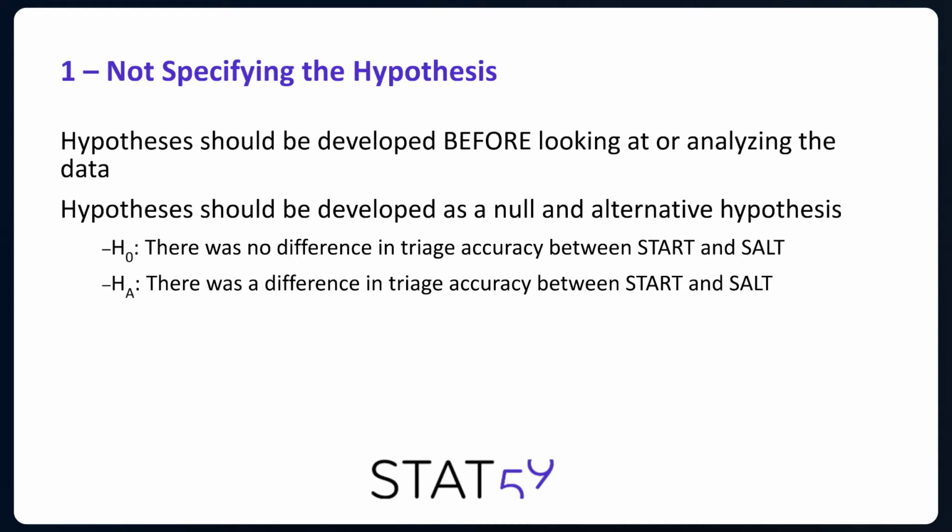And hypotheses should be developed in this very standard way of the null and alternative hypothesis. The null hypothesis usually is the status quo. So in this case, if we were talking about 2 different triage methods, we would say the null hypothesis is that there is no difference in triage accuracy between START and SALT triage methods. And the alternative hypothesis would be that there is a difference in triage accuracy between SALT and START. And phrasing these properly as the null and alternative hypothesis is vitally important.